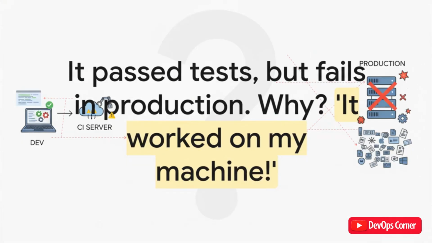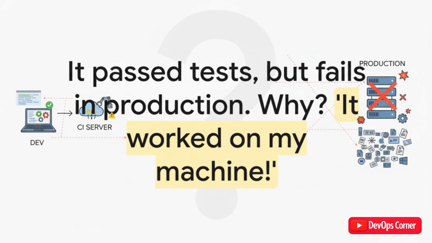Yes. The 6 most infamous and frustrating words in all of software development. Our automated pipeline is glowing green, all tests passed with flying colors. We deploy to production, and it blows up. The developer is completely stunned, and you hear them say, "But it worked on my machine." Look, this isn't just an excuse. It's a symptom of a really deep problem.